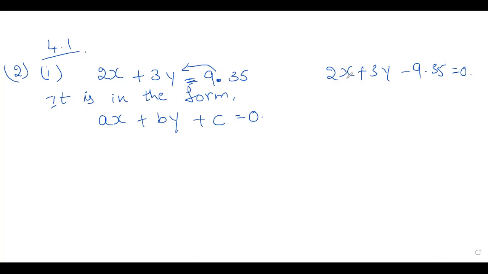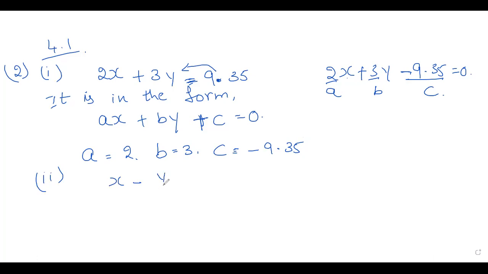Okay, now what is a here? In place of a, we have 2. This is b and this is c. So compare the equation with the ax plus by plus c form. Then we can write a is equal to 2, b is equal to 3, c is equal to, you have to consider the sign, children, because in the equation we have plus c here. If you have minus, you should consider that. Minus 9.35.